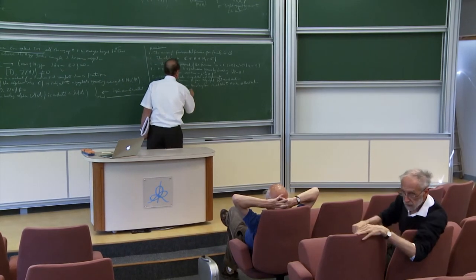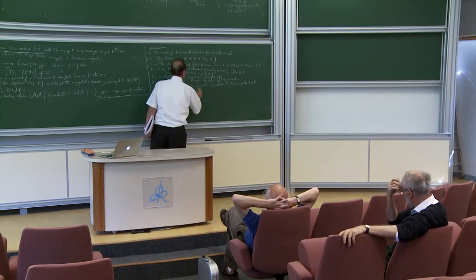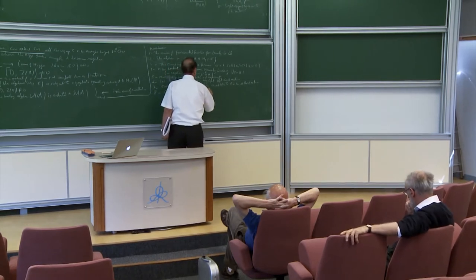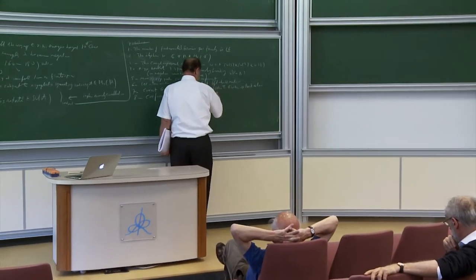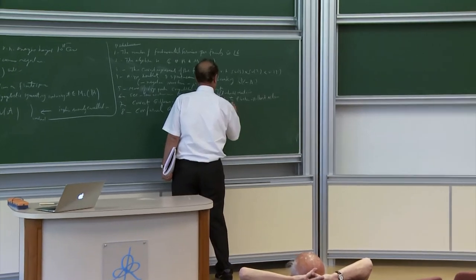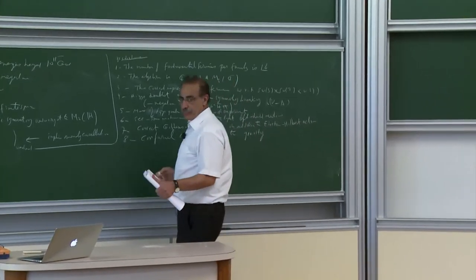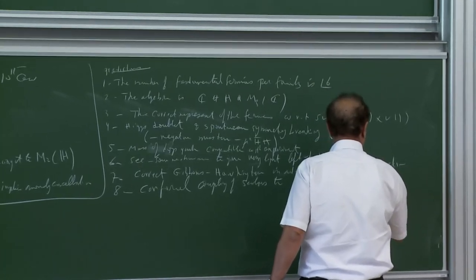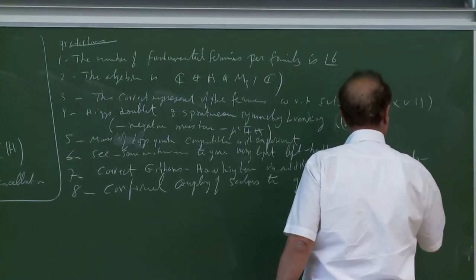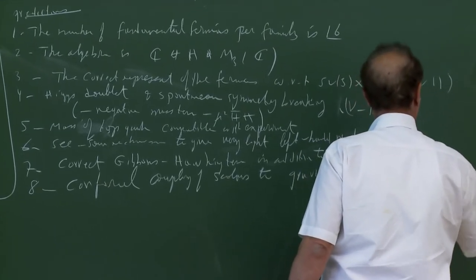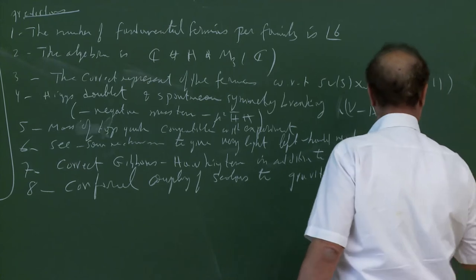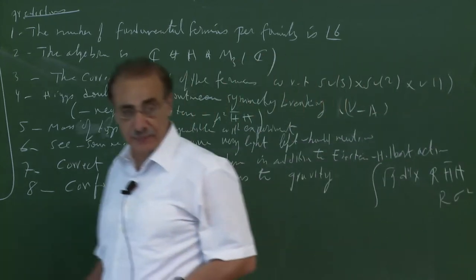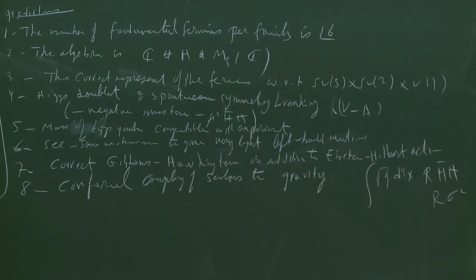Conformal couplings of scalars to gravity. What terms in the Lagrangian? RH squared. So you get terms like root g d^4x R H bar H term. Also R sigma squared terms, you know. These terms are really present. They are there with the conformal value, you mean?